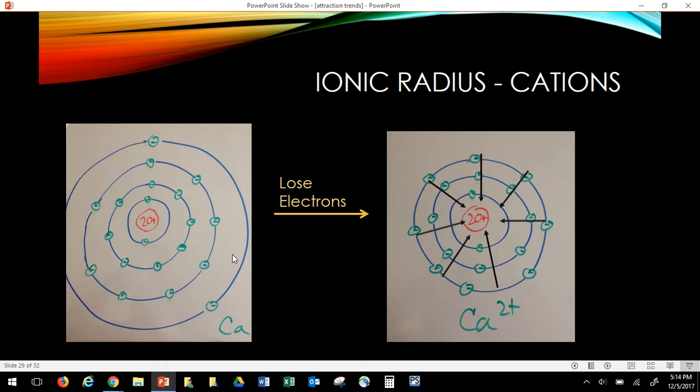Because it has a greater than 1-to-1 ratio, it can pull those electrons in closer. Not to mention the fact that by losing these 2 outer electrons, it now only has 1, 2, 3 energy levels instead of 4, right? Here it's 4. And by losing that energy level, it also got a little smaller. So calcium got smaller for 2 reasons. One, it kind of lost that outside energy level. And 2, because now it has more protons than electrons, and it can pull those in tighter.